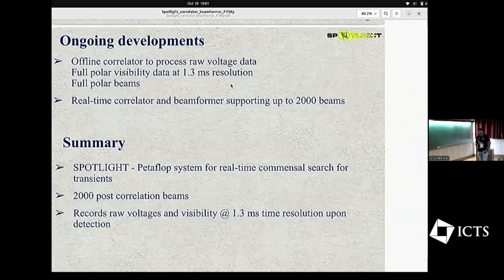Coming to ongoing developments, we are going to develop an offline correlator to process the baseband data that we record when we have an event detection. We will have full polar visibility data at very high time resolution along with full polar beams. The current correlator and beamformer supports up to 800 beams in real time, and we will be optimizing it to run up to 2000 beams. In summary, Spotlight is a real-time commensal search system for GMRT, forming 2000 post-correlation beams, with the ability to record raw data and visibility data on detection.